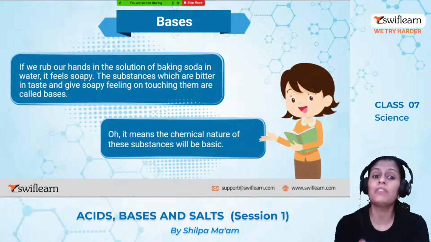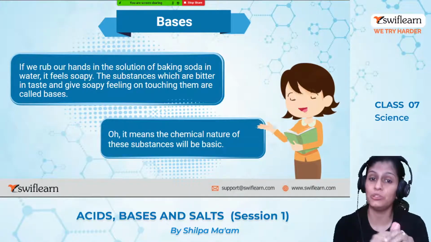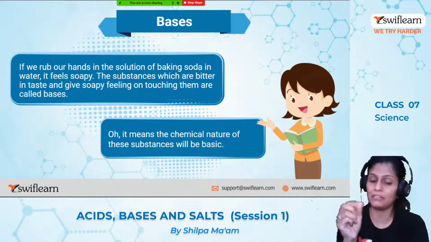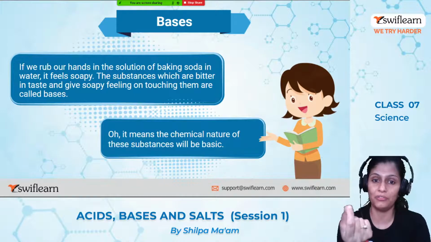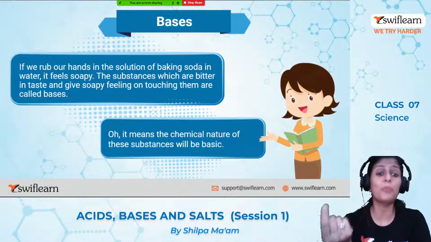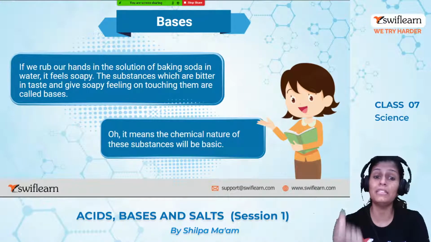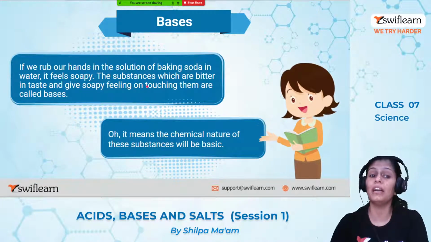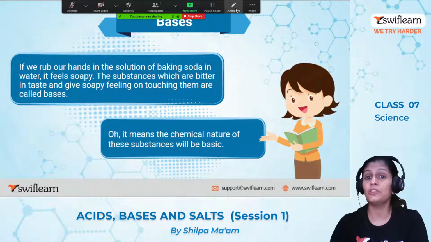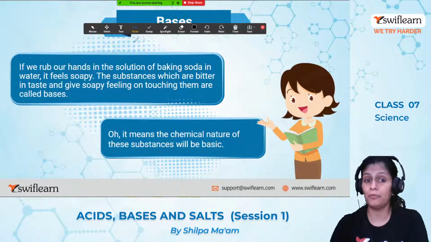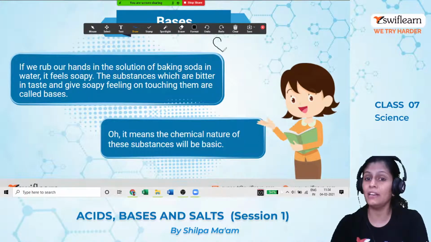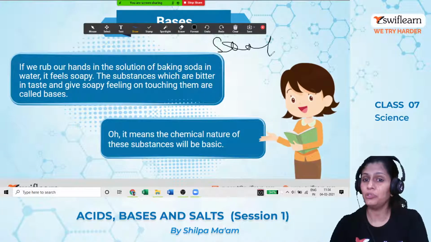We rub our hands in the solution of baking soda. We mixed baking soda in water. We are just rubbing it over our fingers. Then we feel soapy. That means the substances which are bitter in taste and give soapy feeling are called as bases. So if we need to just sum it up, what are bases? Bases are soapy when you touch them, and they taste bitter.